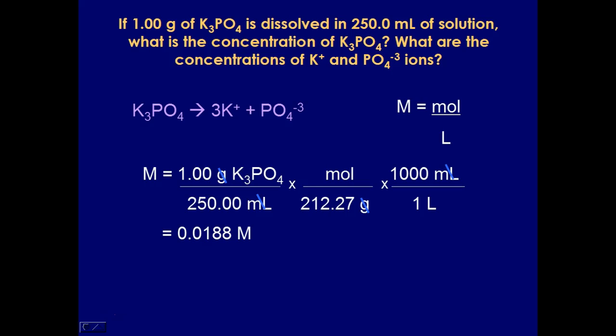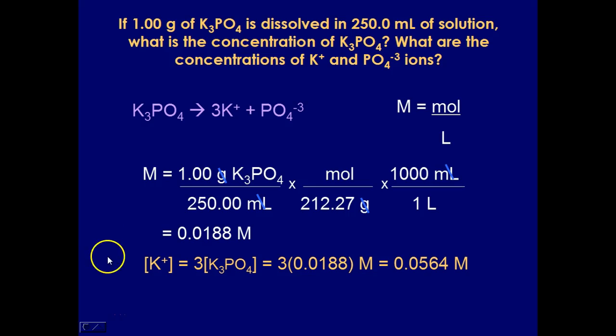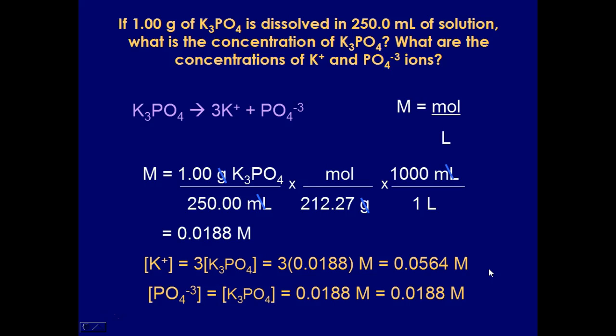Now PO4 minus 3 is going to have the same concentration as the K3PO4 since they're in a 1-to-1 ratio with one another. But because K3PO4 is present 1 time compared to the 3 K plus ions, we would have to triple it to get the potassium concentration. And we see that when we do that, the concentration shoots up to 0.0564 molar, while with phosphate, again 1-to-1 ratio, it gets to stay at 0.0188 molar.